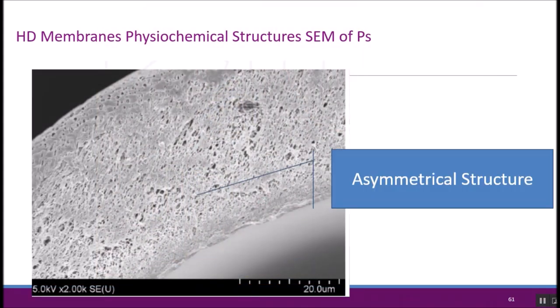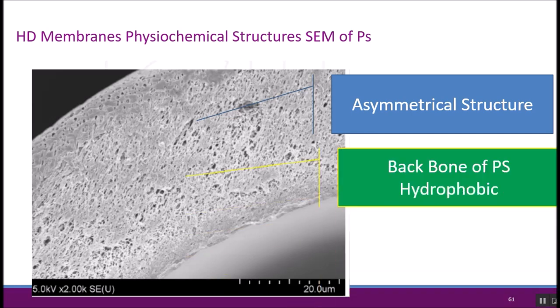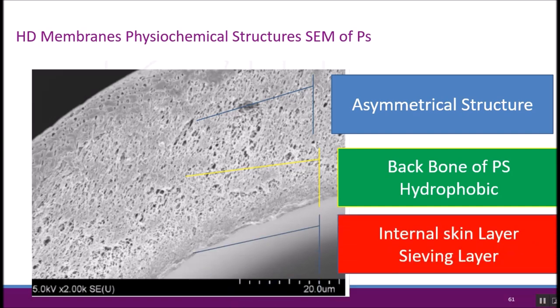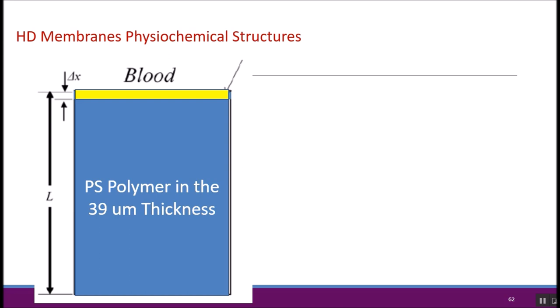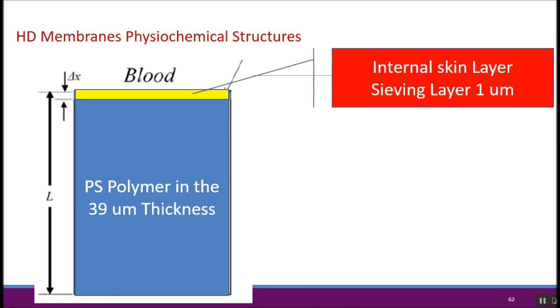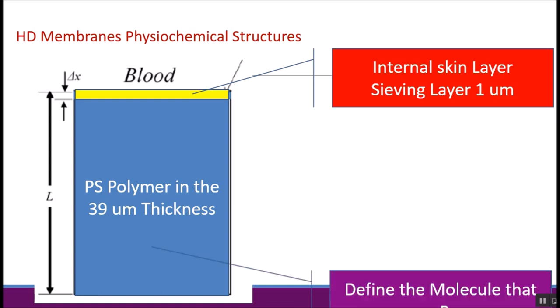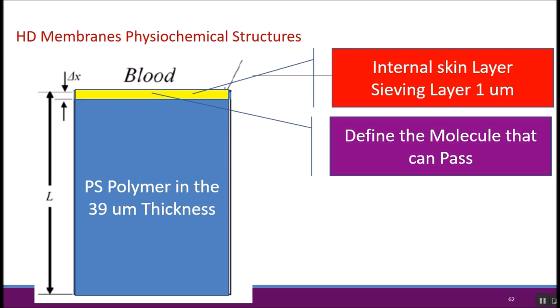So hemodialysis membranes consist of an asymmetrical structure with a backbone of polysulfone, which is completely hydrophobic, and an internal skin layer, which is a sieving layer that determines which solutes can pass. This diagram shows the blood membrane interaction and contact, and this is the skin layer or the sieving layer of the membrane, while the resting part of the fiber thickness is the backbone. The internal skin layer, the sieving layer, is only 1 micron, while the rest is the backbone of the polysulfone membrane.